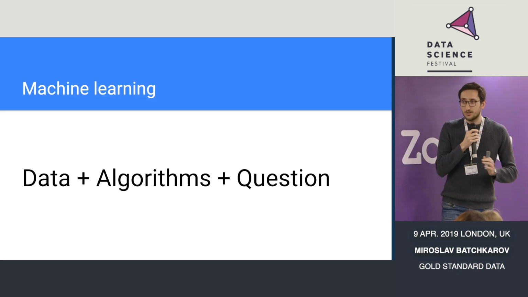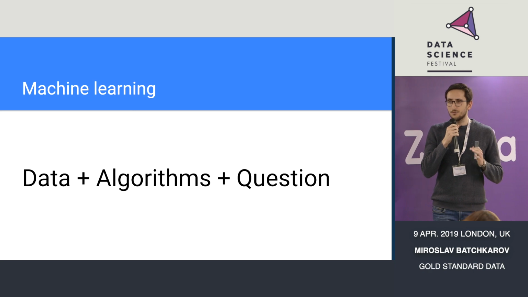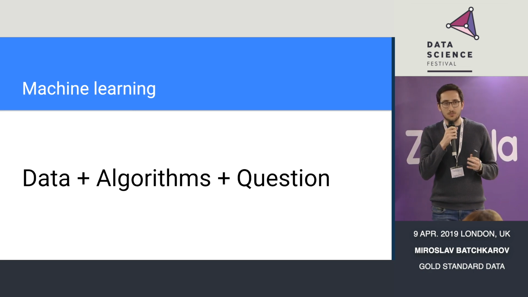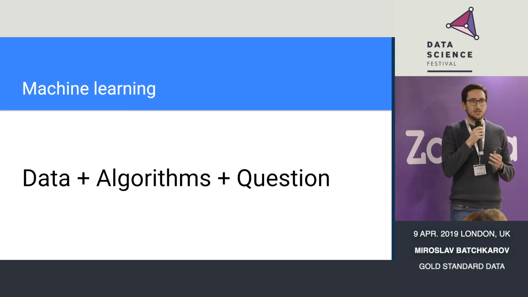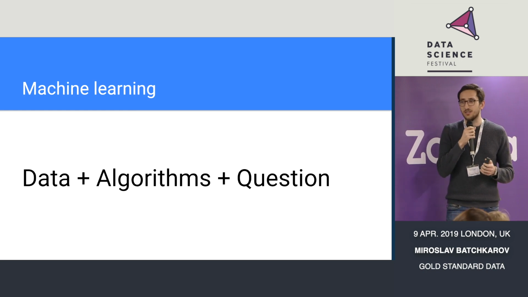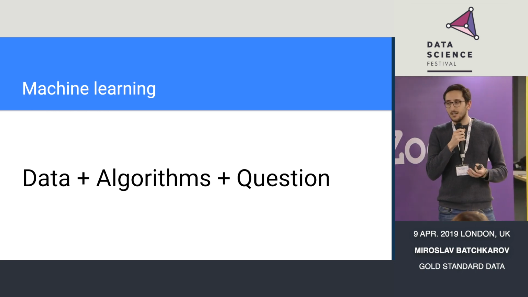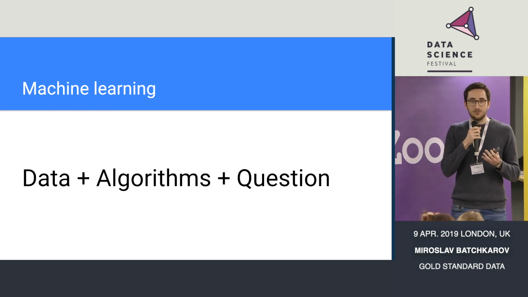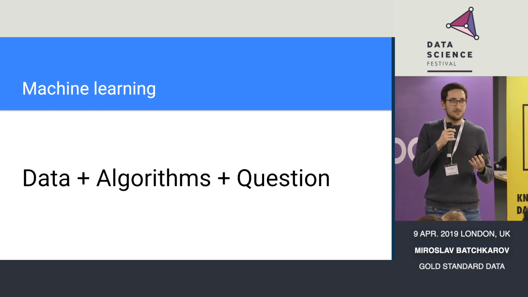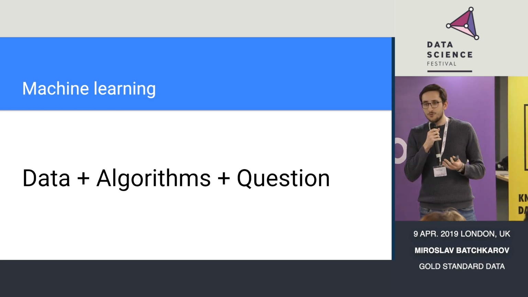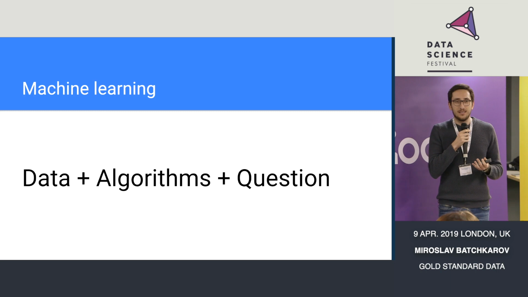So let's get going. The first thing that we think about when we talk about machine learning is that it's always a combination. It's this trifecta of three factors that contribute to the success of your project. There's obviously the data, right? That's why it's called data science. You've got the algorithms that you use to extract something useful out of your data. And then there's the actual question, what is it that you're after? And in order to get a good project, you need all three of them.